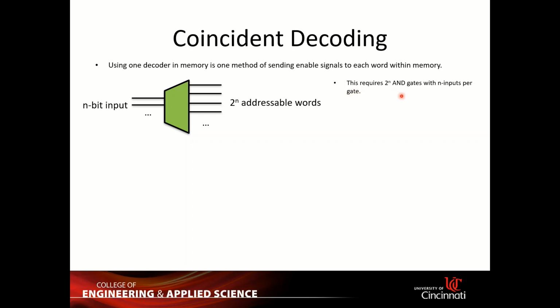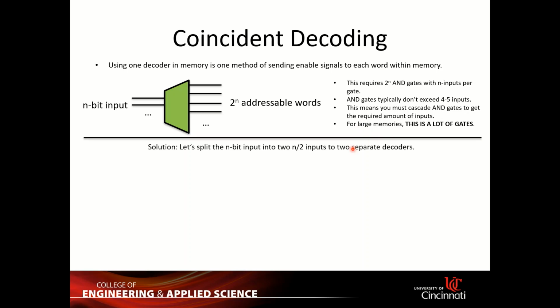This requires 2 to the n AND gates with n inputs per gate. The AND gate typically doesn't exceed 4 or 5 inputs. This means you must cascade AND gates to get the required number of inputs. For a large memory, there are a lot of gates.